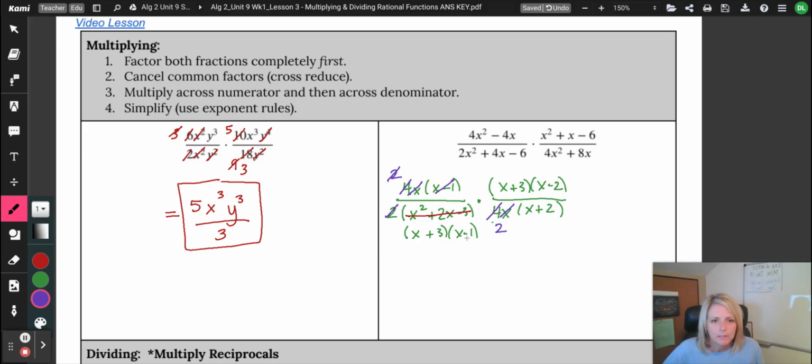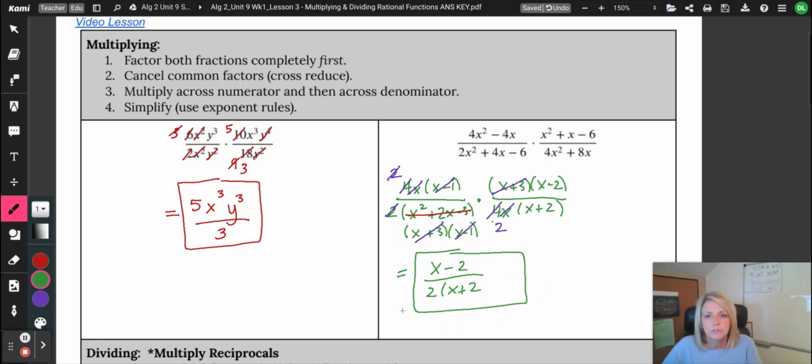We have an x minus 1 in the numerator and denominator, and we have an x plus 3 in the numerator and denominator. And so what we are left with, and yes, you could have factored the 4x and the 4x or canceled those. So what we have left is x minus 2 in the numerator, and we have 2 times x plus 2 in the denominator.